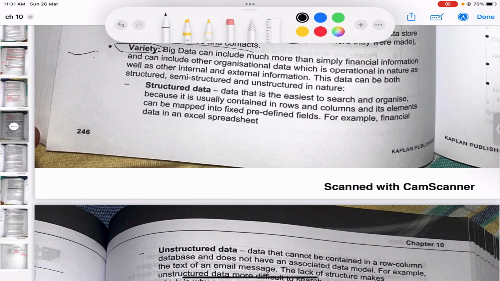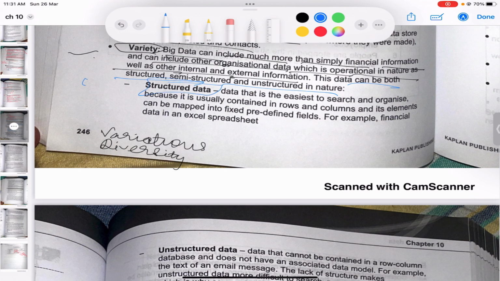Now we have variety. What is variety? Variety means variations, diversity. Big data can include much more than simply financial information, and it can include other organizational data, which is operational, external and internal information. This data can be structured, semi-structured, and unstructured in nature.